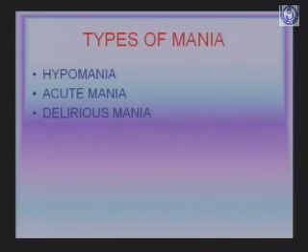Coming to the types of mania, it can be explained under three headings: hypomania, acute mania, and delirious mania. Hypomania is also known as stage 1 mania. It is a mild form of mania in which the person just feels great. It is not necessary that patients with mild mania come to the hospital, because most of the time it goes unrecognized and undiagnosed. The patient's mood will be cheerful, moderate elation will be present, and the individual, as I have said, feels simply great.